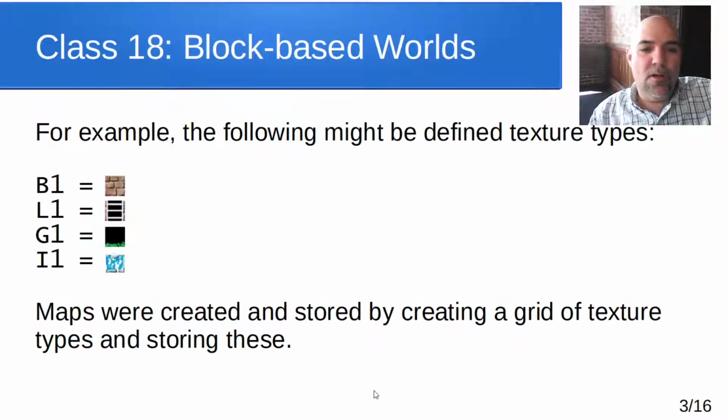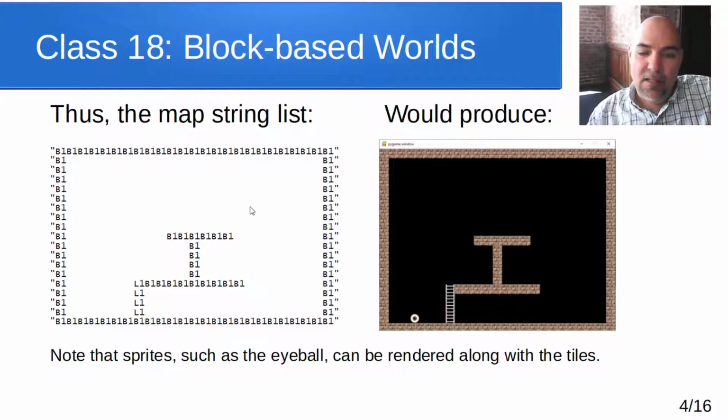As a quick reminder, B1 was bricks, L1 was ladder, G1 was grass, I1 was ice, and we basically built our world out of sticking those tiles together. The maps were created by creating a list of the strings, B1, B1, B1, B1, and so forth to make a row of bricks, and we stored that in memory. That resulted in something like this. We have a map string that looks like this, that creates this world. The eyeball isn't represented in the tile. It's its own sprite entity that can still interact by colliding with things, and then we get enemies that interact by colliding and so forth.